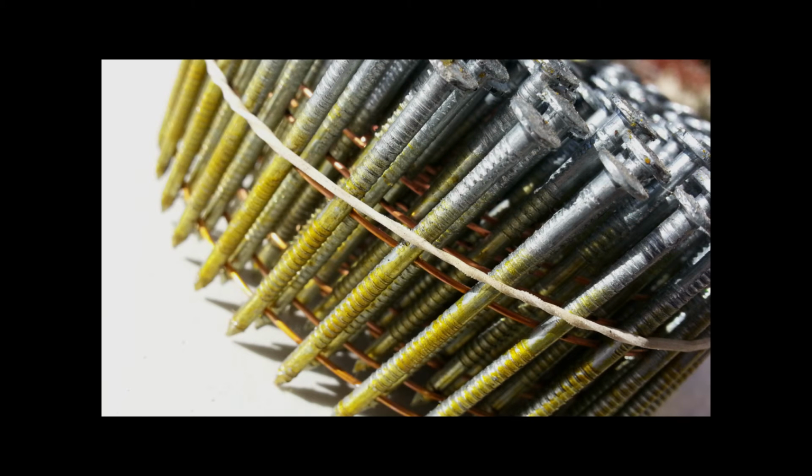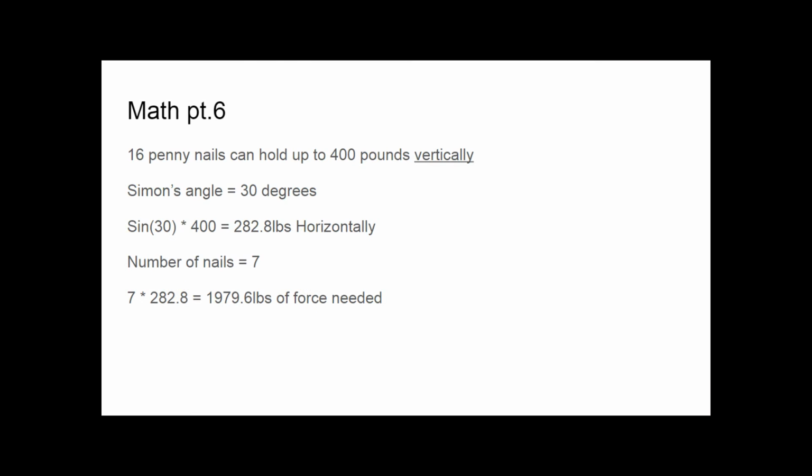To find the force needed to break the fence, we must look at how many nails there are in the fence and how much it can hold. A 3.5 inch long 16-penny nail is what is holding up a fence usually, and they can usually hold up 400 pounds vertically.